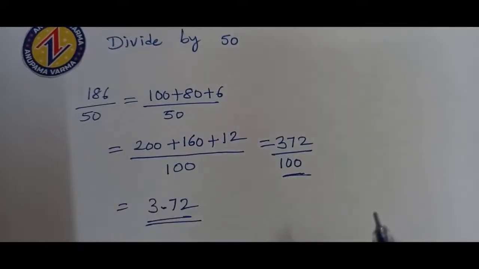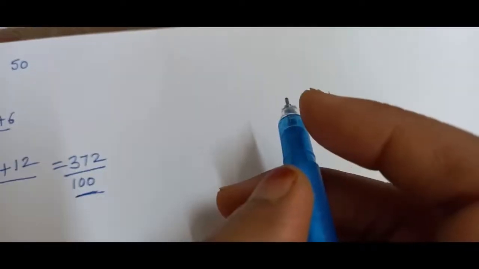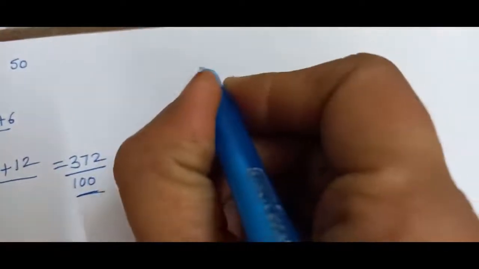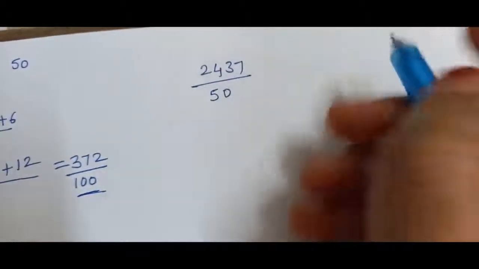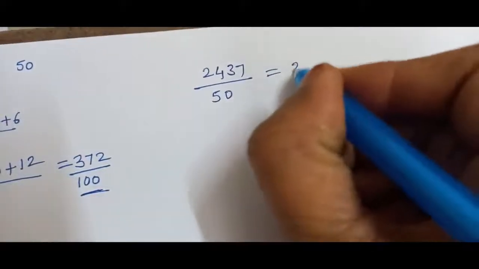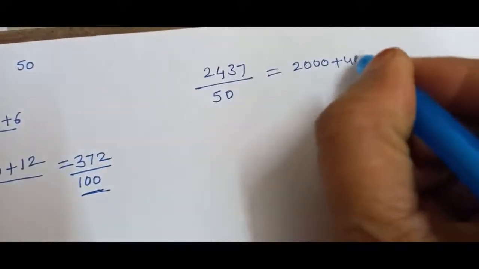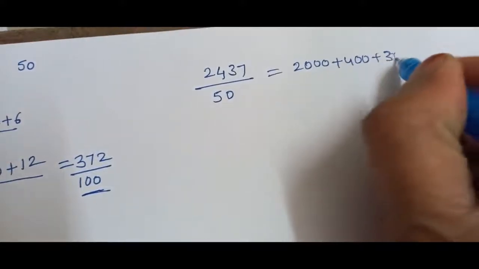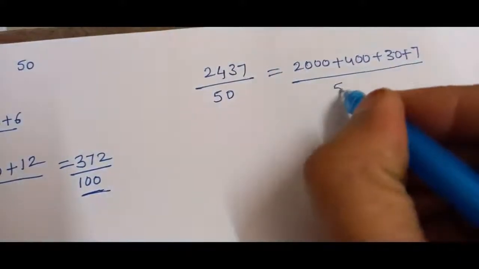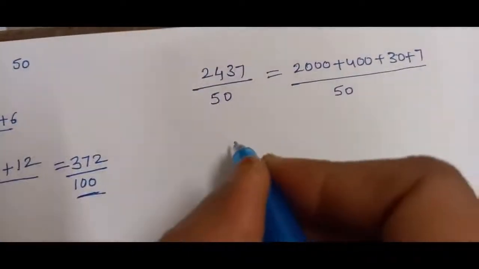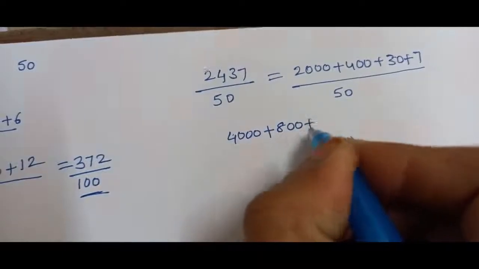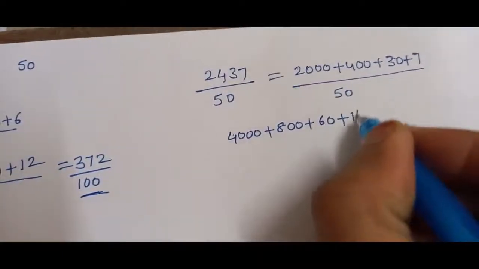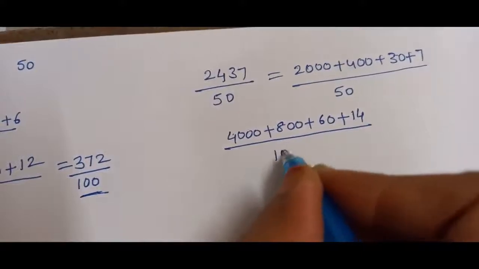Is it clear? Let's see one more example, then you will get a clear picture. Let's take some bigger number, 2437 by 50. Okay. So write in expanded form 2000 plus 400 plus 30 plus 7 by 50. Now double it, the whole number. So 2000 becomes 4000. 400 becomes 800, 30 becomes 60, 7 becomes 14 and this 50 becomes 100.